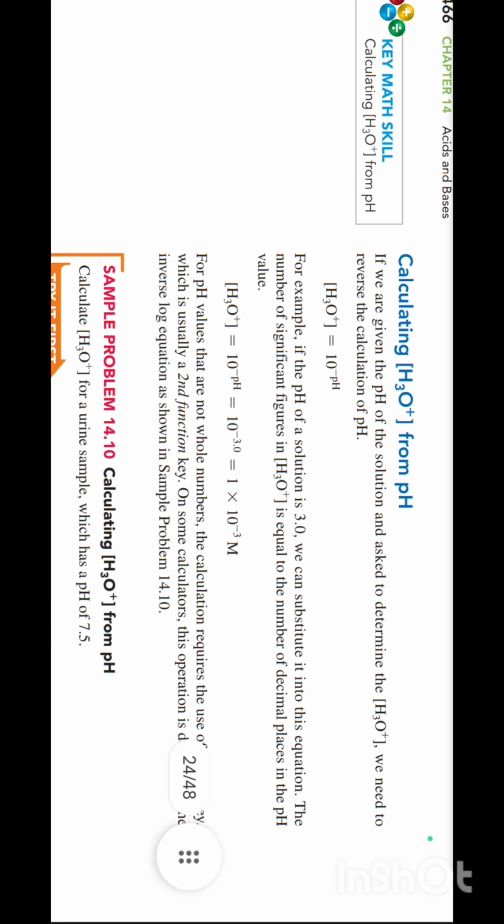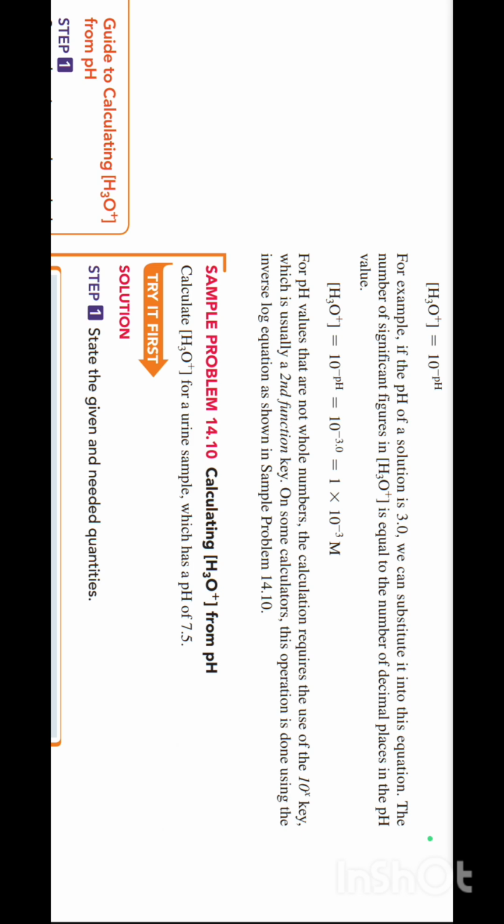For pH values that are not whole numbers, the calculation requires the use of the 10 to the power x key, which is usually a second function key. On some calculators, this operation is done using the inverse log function.